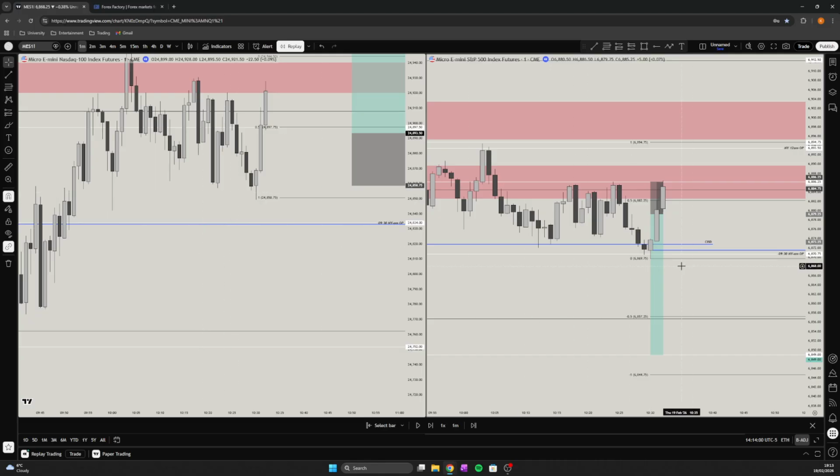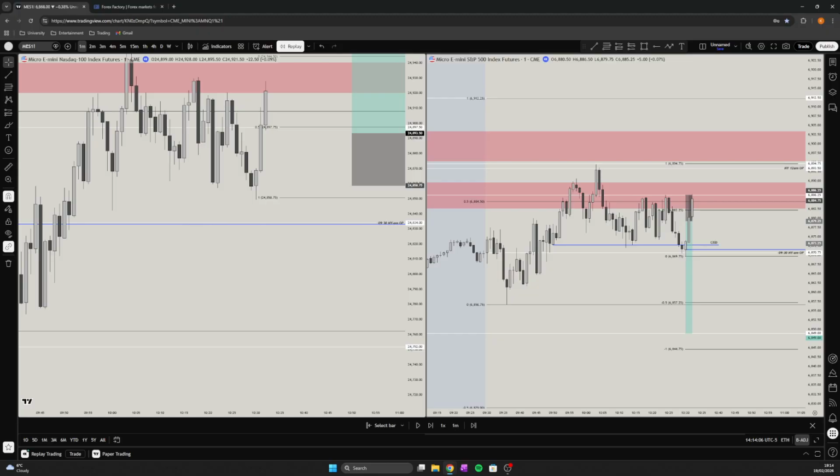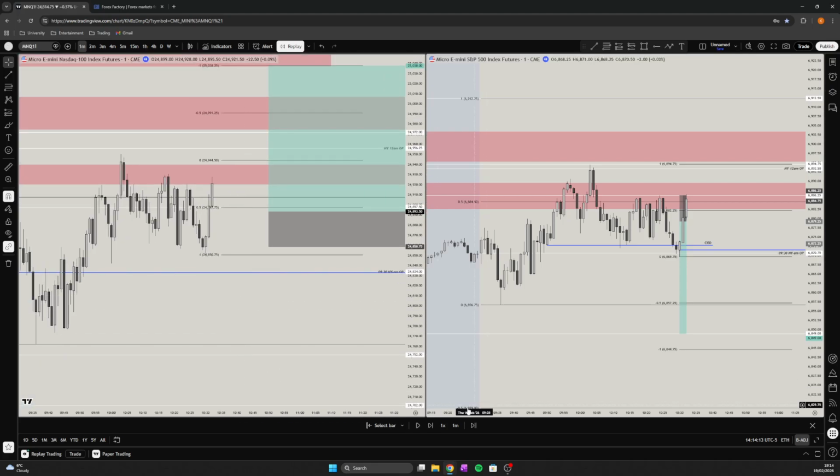So I executed off a 5 minute change of state delivery. We were in a premium, and obviously I was expecting price to continue on lower. However, it did not, right? Price ended up stopping me out very aggressively, right? Now, here is where I break my rules, right? So let's see what happens next.